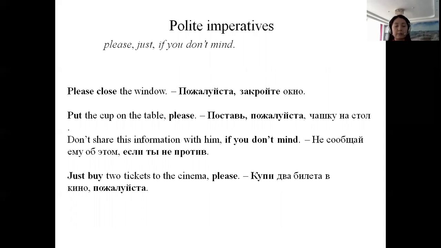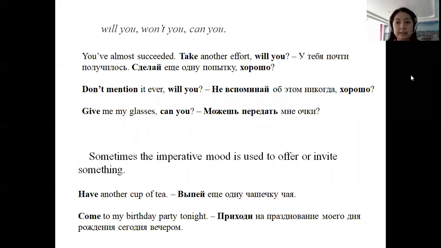Next, we are talking about polite imperatives. When we want to say something politely, we use the words please, just, if you don't mind. For example, please close the window. Пожалуйста, закройте окно. Put the cup on the table, please. Поставь, пожалуйста, чашку чая на стол, да?